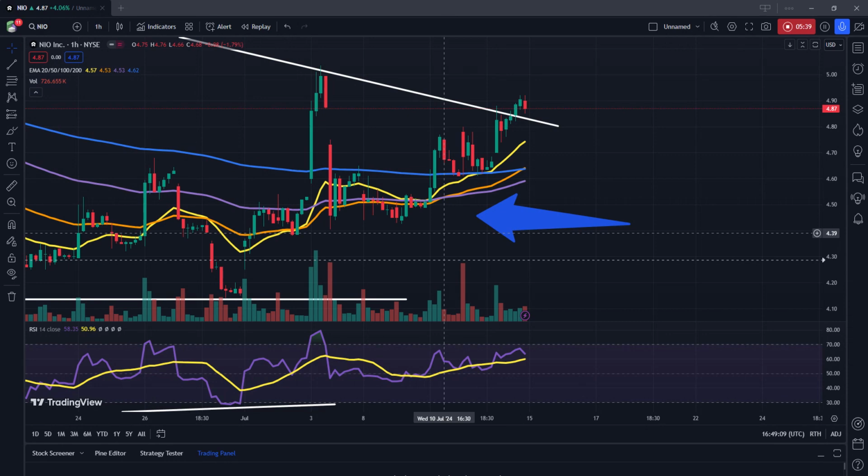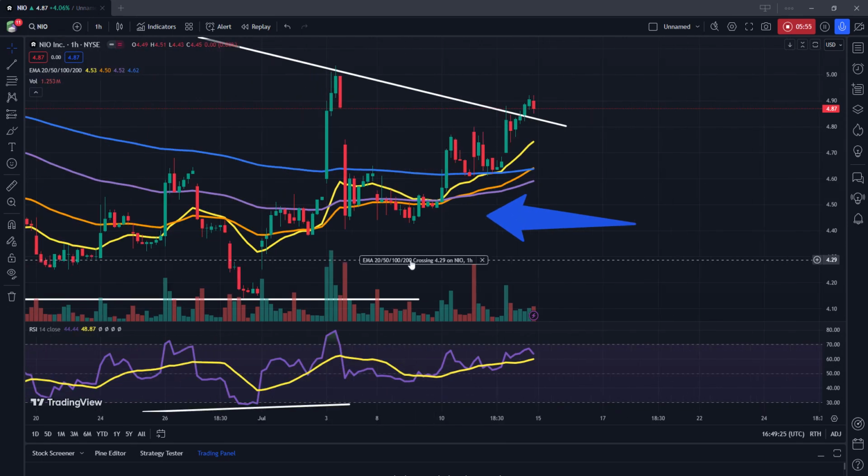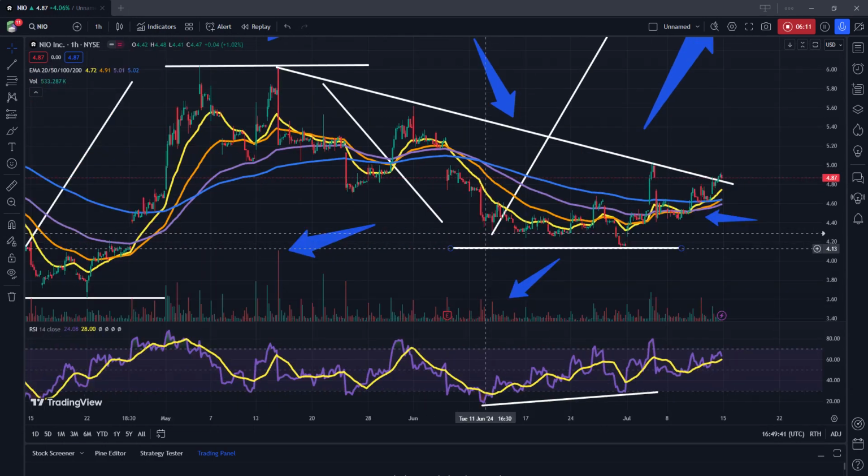So what this really means is that previously the 50 period moving average crossed above the 100 period moving average. But what's most interesting here, in my opinion, is that this orange line is now also crossing over the blue line, which means that the 50 period EMA is crossing above the 200 period EMA. So now we officially have two crossovers here: the 20 period and the 50 period, both crossing over the 100 period and 200 period exponential moving averages. So those are bullish signals.